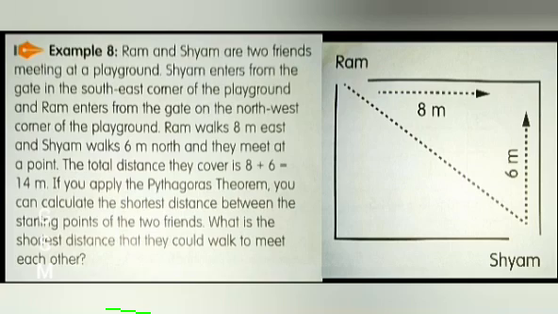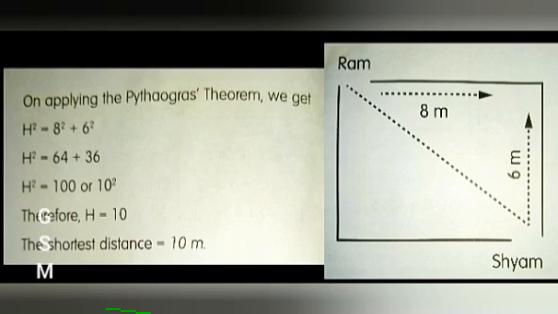If you apply the Pythagoras theorem, you can calculate the shortest distance between the starting points of the two friends. What is the shortest distance that they could walk to meet each other? This is the pictorial representation of the given problem. We can observe that the figure represents a right angle triangle. We have to find the shortest distance between Ram and Shyam. In the right angle triangle, the hypotenuse is the shortest distance between Ram and Shyam.